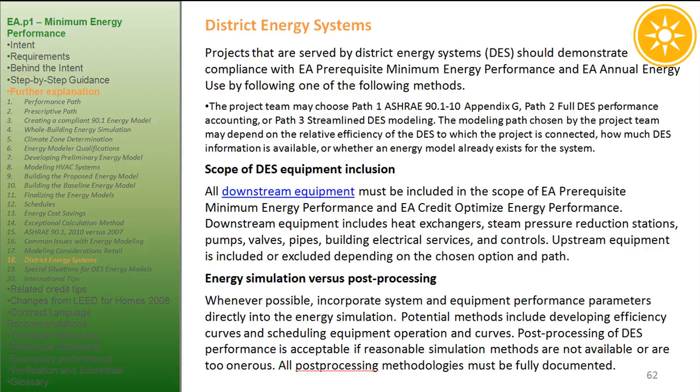Energy simulation versus post-processing. Whenever possible, incorporate system and equipment performance parameters directly into the energy simulation. Potential methods include developing efficiency curves and scheduling equipment operation and curves. Post-processing of DES performance is acceptable if reasonable simulation methods are not available or are too onerous. All post-processing methodologies must be fully documented.